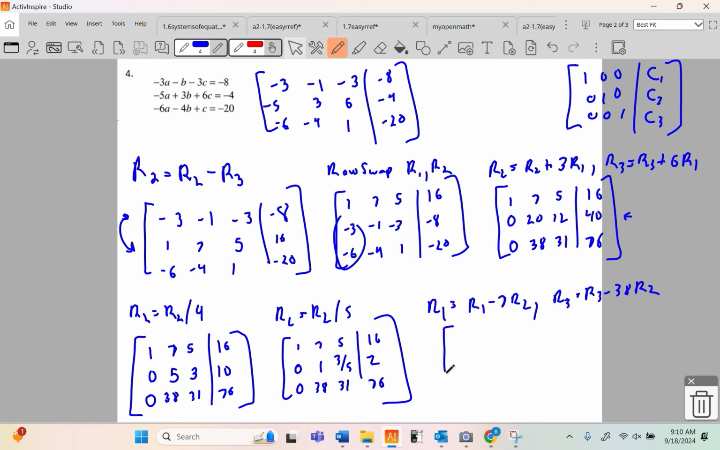All right, so let's get at this. 1 minus 7 zeros is 1. 7 minus 7 ones is 0. 5 minus 7 3/5. Okay, that's going to be 25 fifths minus 21 fifths, which is 4 fifths. 16 minus 7 2's is negative. It's just 2. Yeah, that's right.